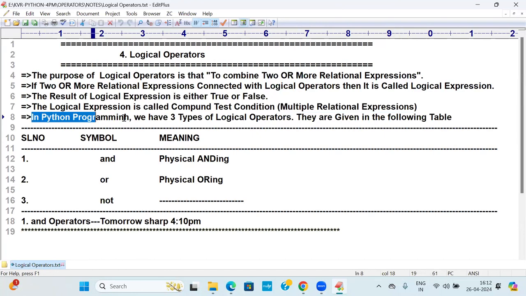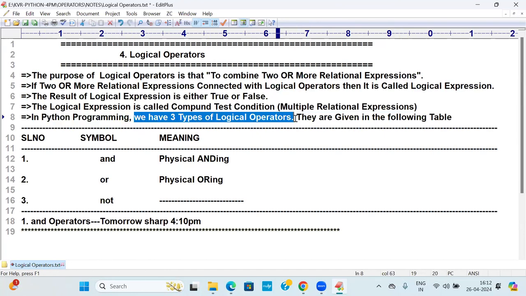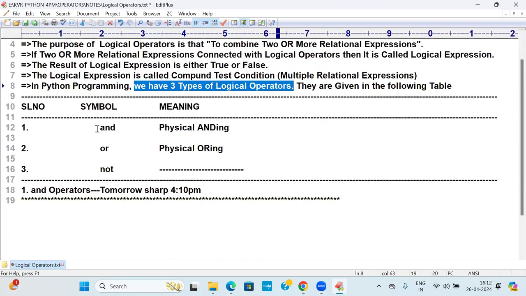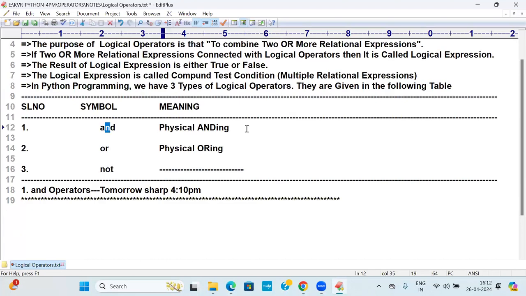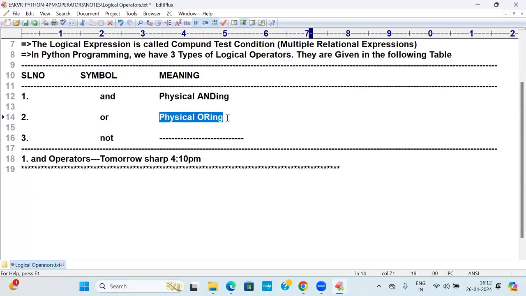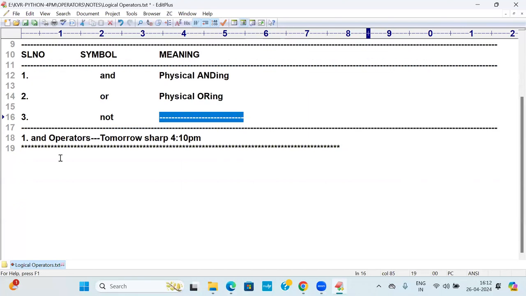In Python programming, we have three types of logical operators. They are and, or, not. It's very important, students. So and means physical anding, or means physical oring. Now we are talking about the and operator.